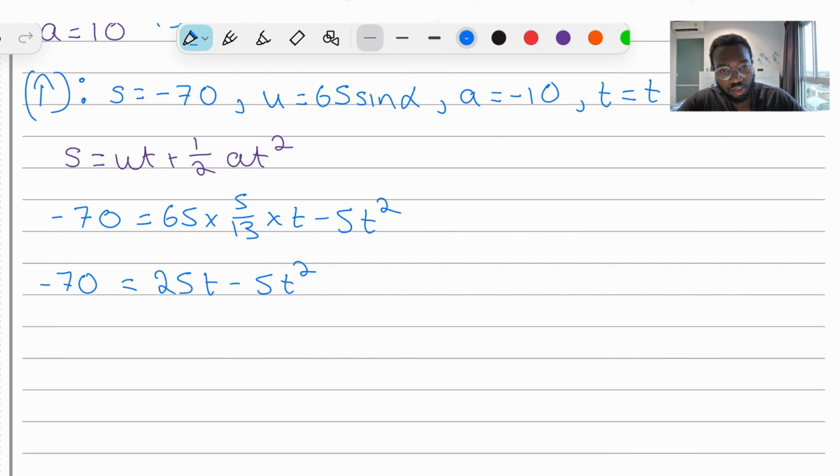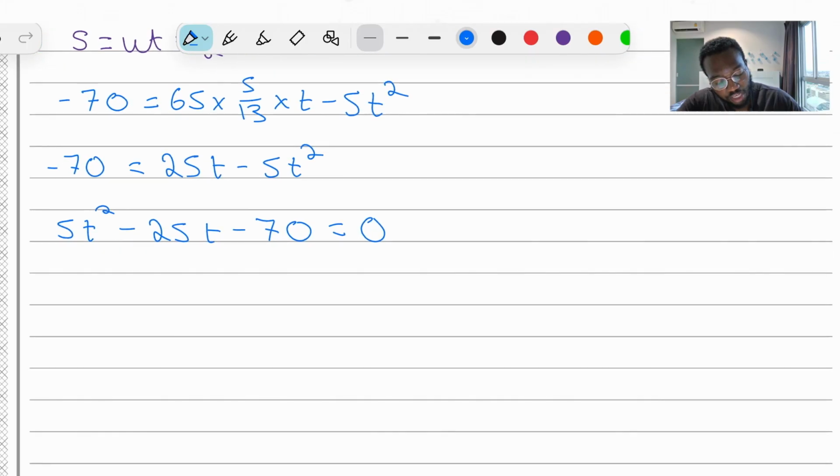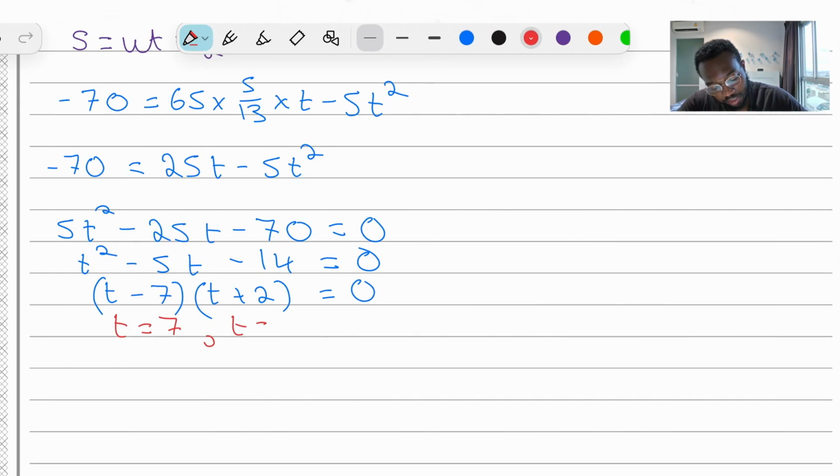And now, as you can see, this is just going to be a quadratic equation. So therefore, if we rearrange this, we get 5t squared minus 25t minus 70 is equal to 0. Let's just divide everything by 5. So we get t squared minus 5t minus 14, and that is equal to 0. And then two numbers that sum to make minus 5, multiply to make minus 14. That would be a minus 7 is one of them. So that's t minus 7, and then plus 2, and that's equal to 0. Therefore, we get t is equal to 7 and t is equal to minus 2.